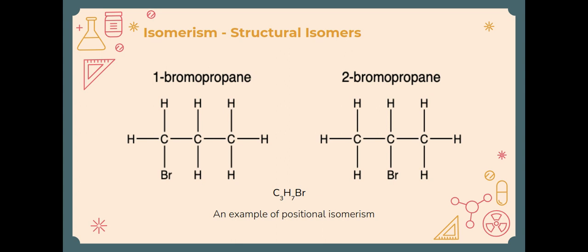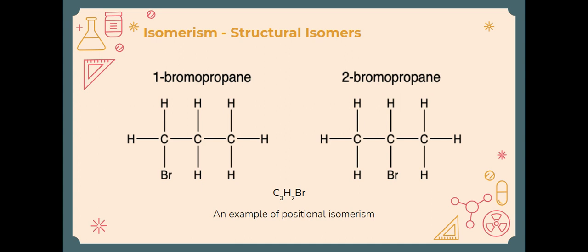Isomerism is where more than one compound with the same number of atoms, and thus the same molecular formula, have different physical and chemical properties. There are 2 main types of isomerism. One of these is structural isomerism. This is where 2 compounds have the same molecular formula but have a different structure. Structural isomerism can be further divided into 3 categories: positional, chain, and functional group isomerism.